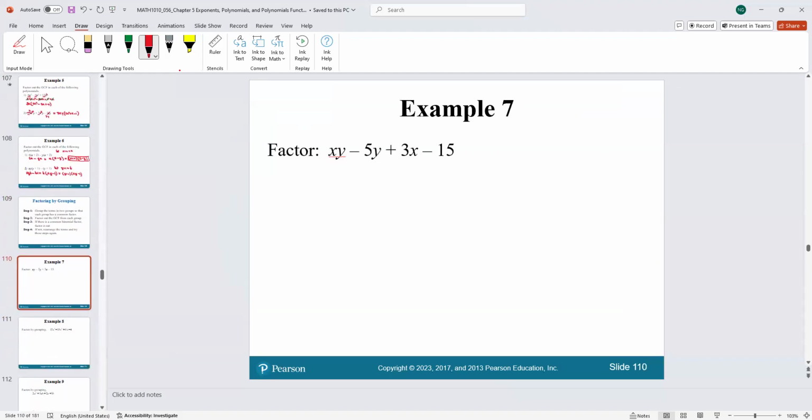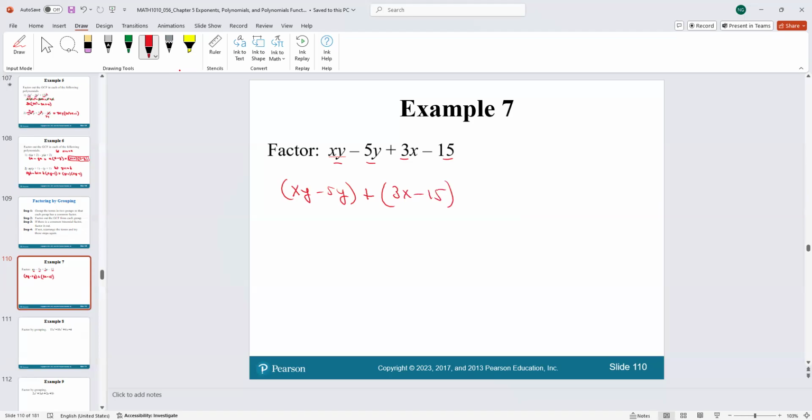Now, let's say that we have these terms, xy. Now, we remember the first goal is to group the terms in two groups so that each group has a common factor. I see y. Y, I can say xy minus 5y. So for me, there are two terms in this one. There is a plus, and I said 3. 15's common factor is 3. So I can do 3x minus 15.